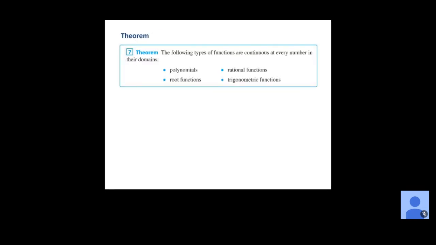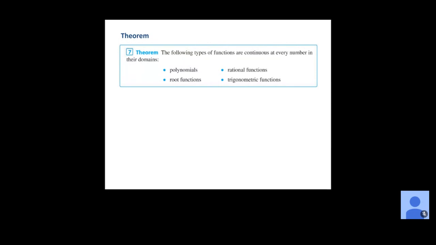All right. So the following types of functions are continuous at every number in their domains. Okay, so we already talked about the fact that polynomials are continuous everywhere on their domain, which will be all real numbers. Rational functions are continuous on their domains. Root functions, so square roots, cube roots, fourth roots, whatever kind of root you want to use, those are all going to be continuous on their domains, right? So just keep in mind that it's only where they're actually defined.